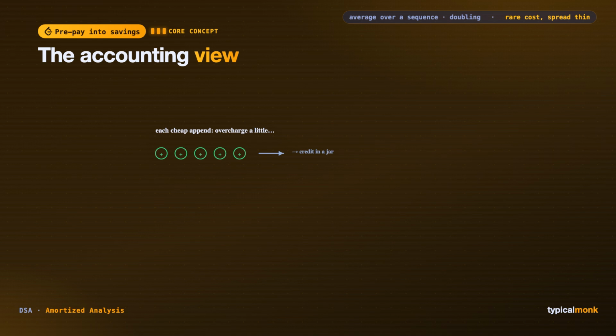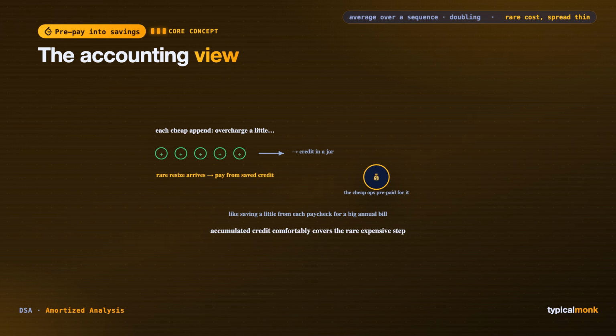Imagine that every time you do a cheap append, you deliberately overcharge yourself a little. You pretend it cost a little more than it really did, and you set that small extra aside as savings, as credit in a jar. Then, when the rare expensive resize finally arrives, you do not panic about its big cost. You simply pay for it out of all that credit you have been quietly saving up, append by append. The cheap operations have already prepaid for the expensive one.